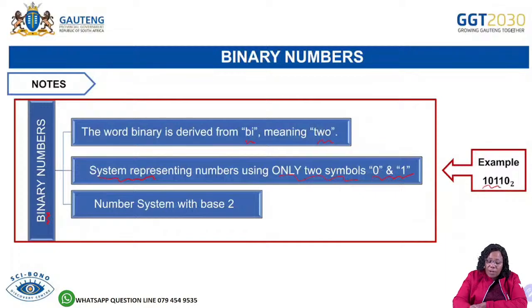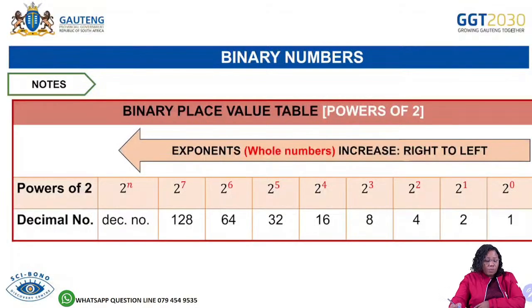As you can see, we have an example of a binary number there. It is represented by 1 and 0. This 2 at the bottom there is a base. So when you write your binary number, you always write it with a base 2. Okay, use 0 and 1 with the base 2.